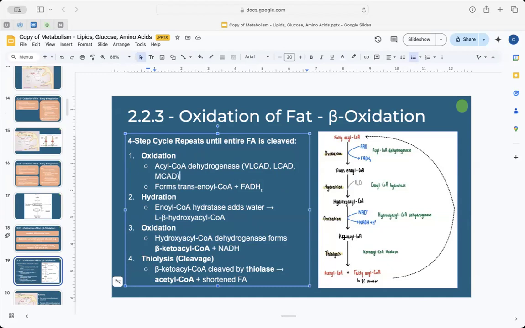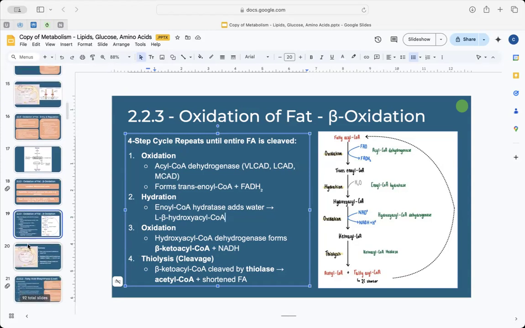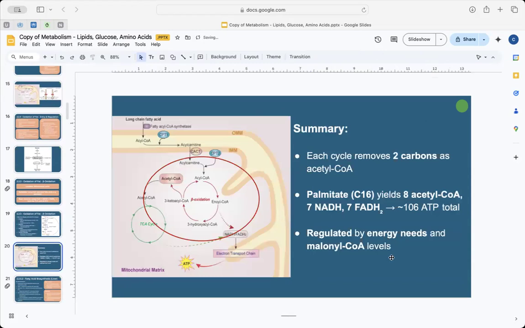So oxidation, we're using FADH2 in our first step. In the second oxidation, it's NAD plus to NADH and H plus. Hydration, nice and easy, adds water, and then thiolysis is cleavage. So you get acetyl-CoA and a fatty acyl-CoA. So in summary, each cycle removes 2 carbons as acetyl-CoA.